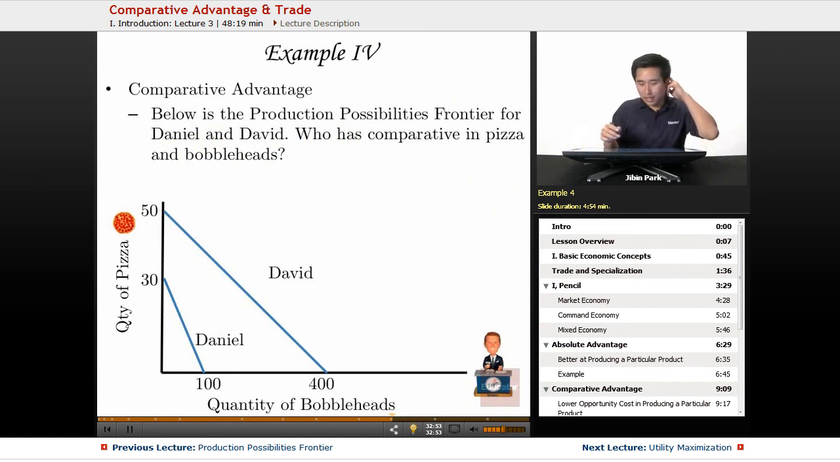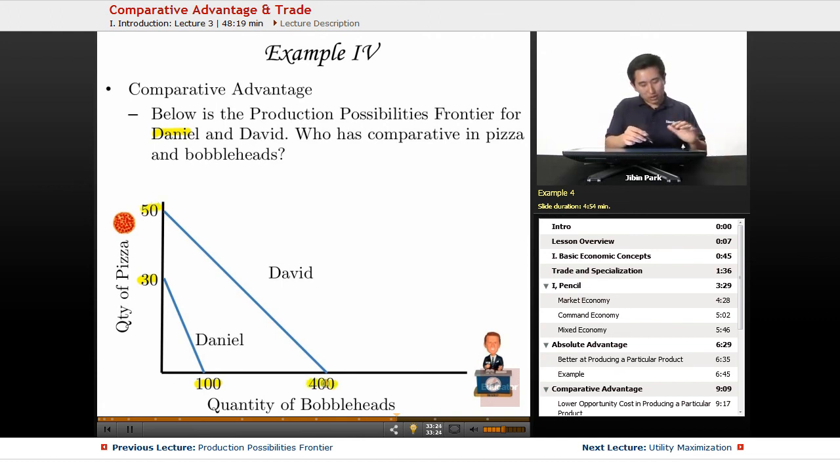Another example is the production possibilities for Daniel and David, who has comparative advantage in pizza and bobblehead. So David and Daniel are both trying to figure out what to make in terms of pizza or bobbleheads here. Daniel can make either 30 pizzas or 100 bobbleheads, whereas David can make 50 or 400.